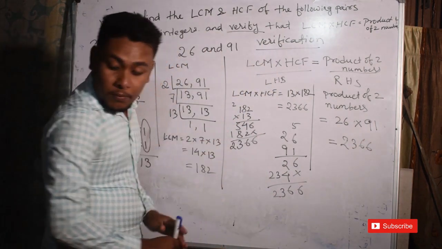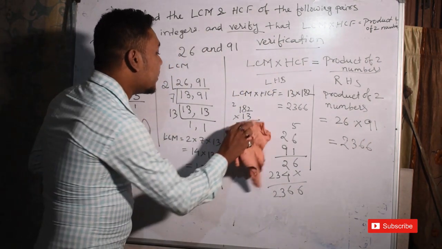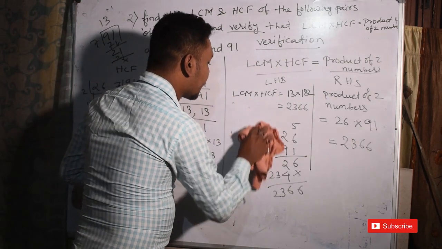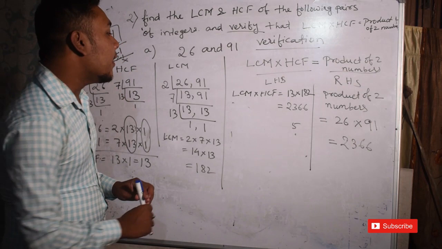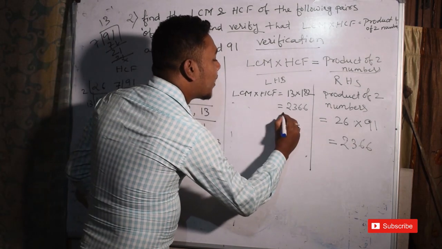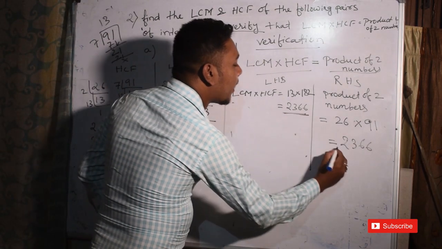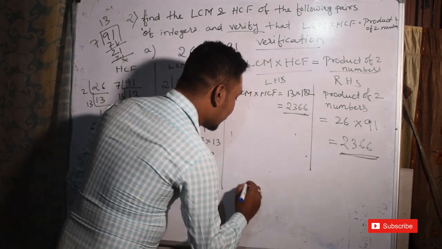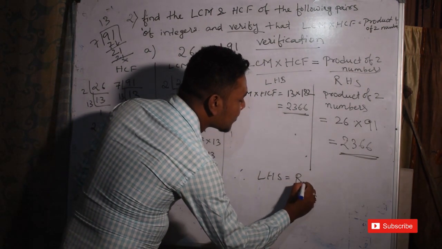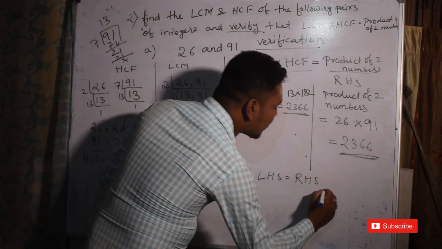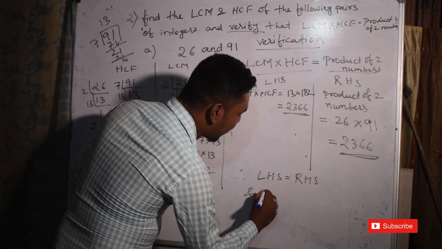So on both the sides we see that the value of the left hand side and the right hand side are the same. Therefore LHS equals RHS and hence verified.